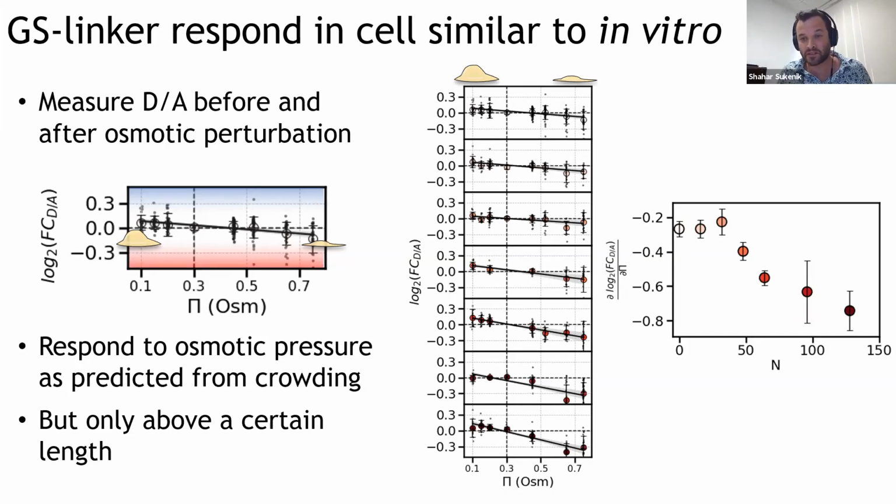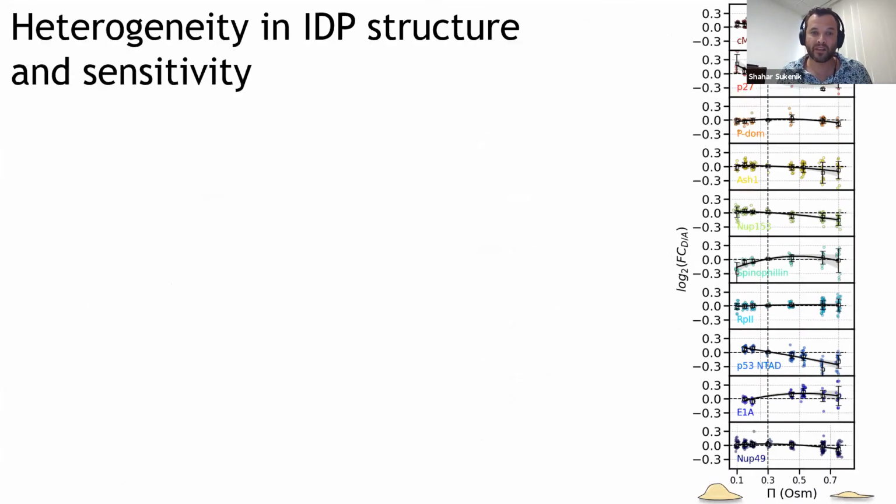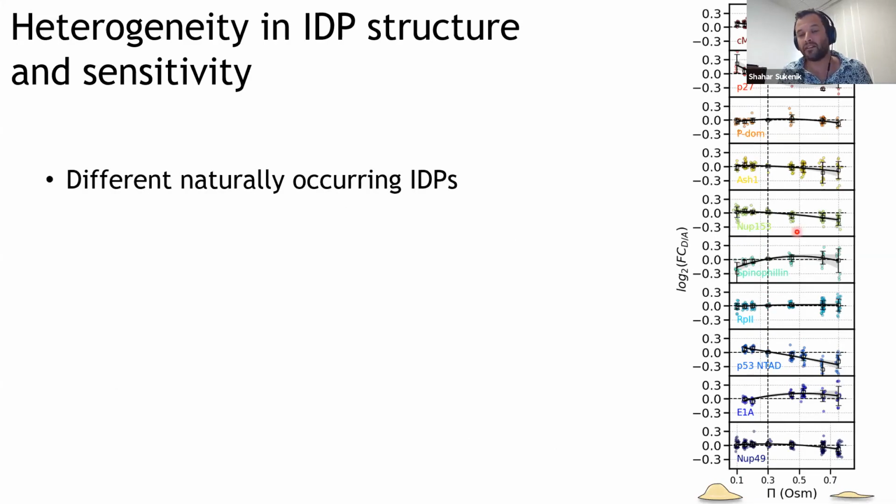But then this picture gets really interesting when we start looking at heteropolymers. When we do that, we see trends that are not only extremely sequence dependent, but also simply cannot be explained by any current biophysical theory that we usually use to explain in vitro observables. You can see sequences that behave somewhat similar to the GS linkers, like NUP15 and CMYC. But then we have sequences that show a nonlinear response, like P27. We have sequences that are extremely insensitive, like NUP49. And maybe most interesting, sometimes we get effects that simply contradict what we expect from crowding. We have sequences that compact under hypoosmotic conditions, but expand under hyperosmotic conditions. And this is absolutely fascinating to us.